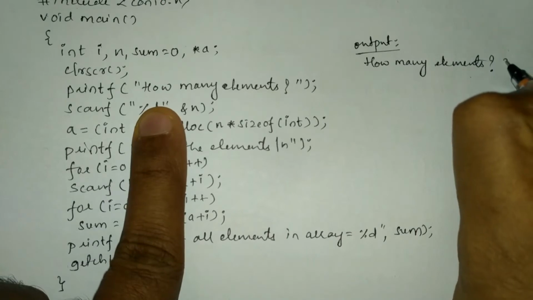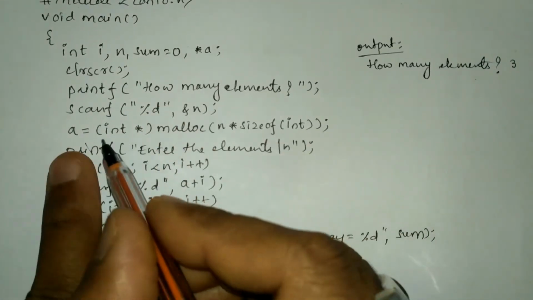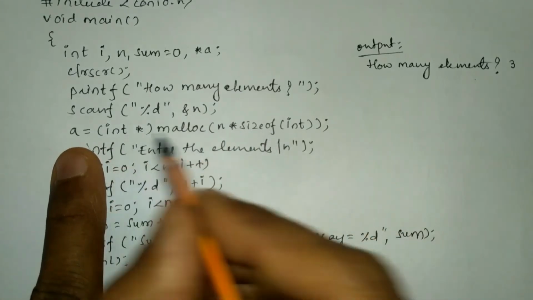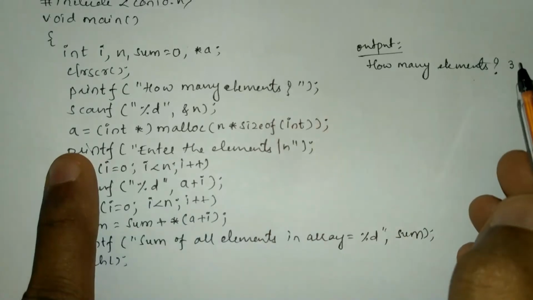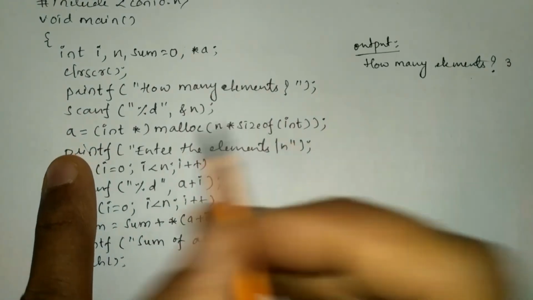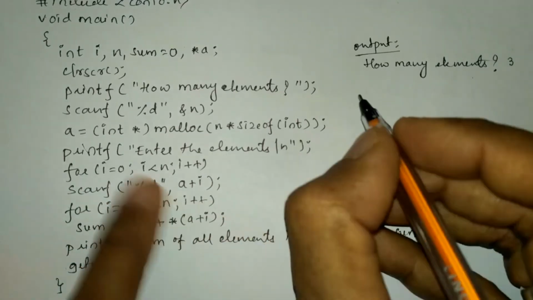For example, here I'm going to enter 3 elements. So n is holding 3. Here it is going to allocate memory for this particular variable up to 3 locations, right? Next, printf "enter the elements". So we are going to enter the elements.